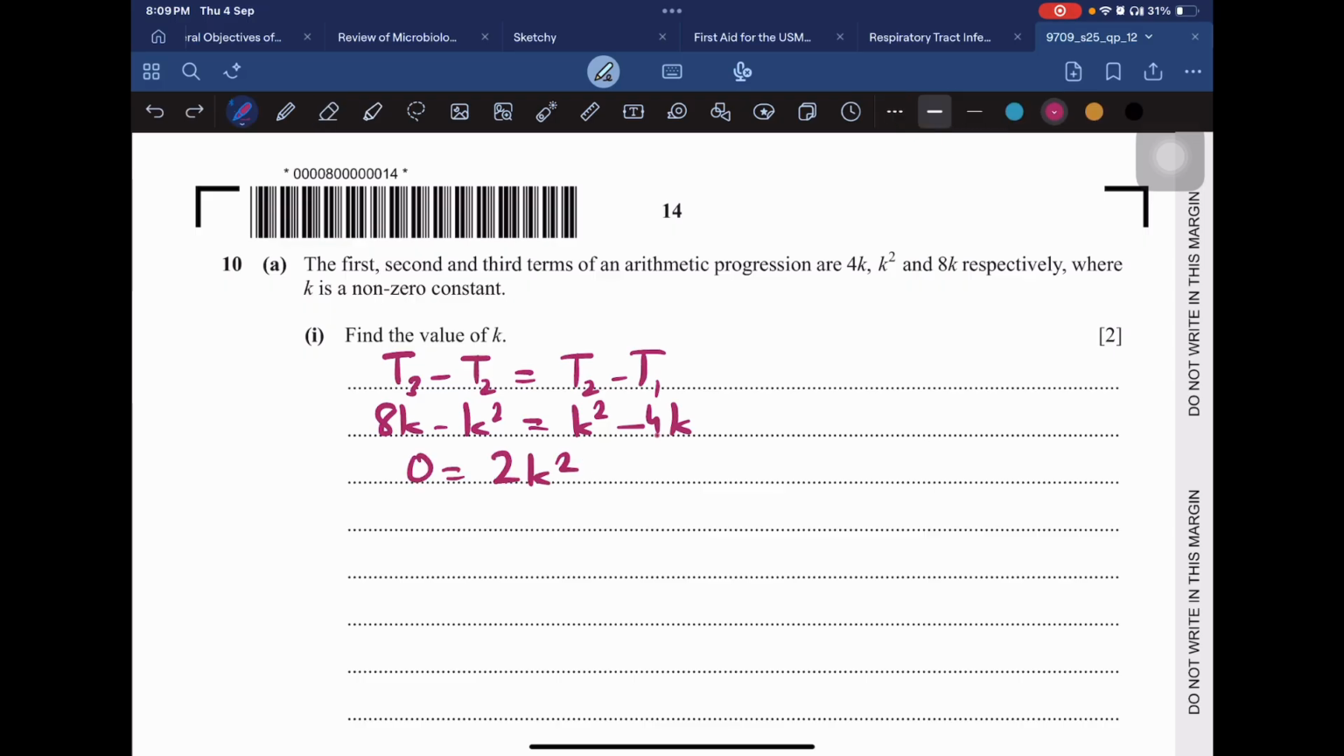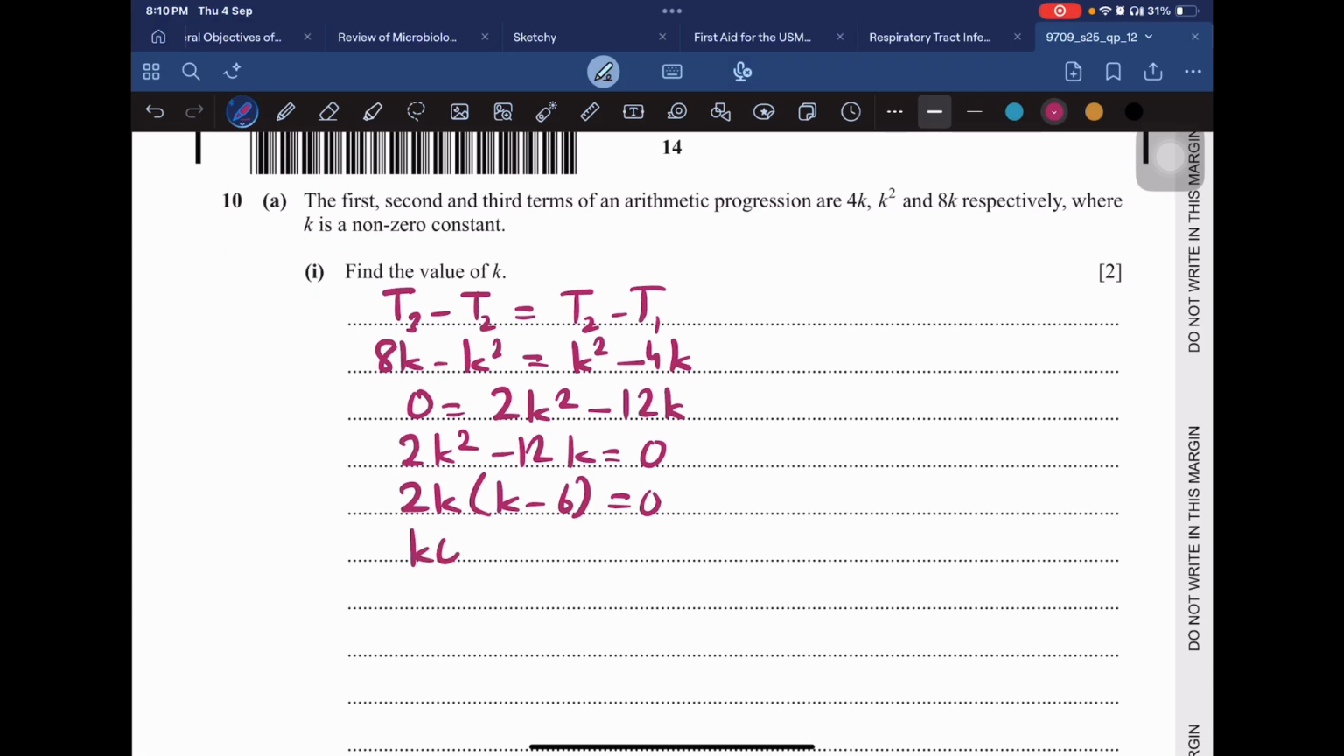2k squared minus 4k minus 8k will become minus 12k. So shifting 0 over there and everything else to the left, taking 2k common, we'll have k minus 6. So we're getting k equals 0 or k equals 6. If k was 0, that would mean that all three terms are 0, so that's not possible. So k will have to be 6.